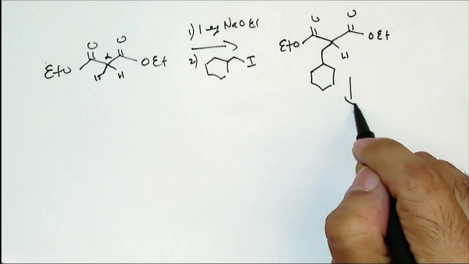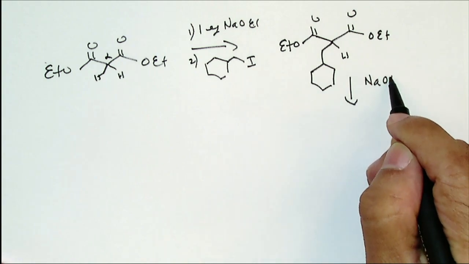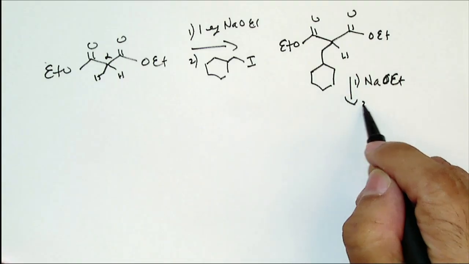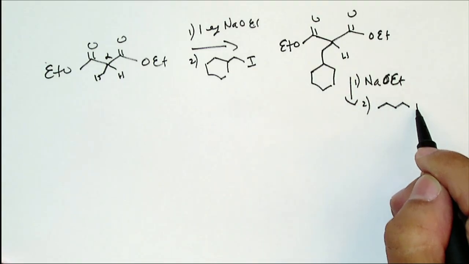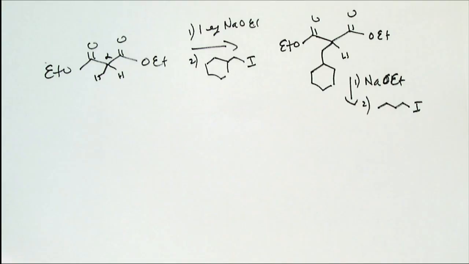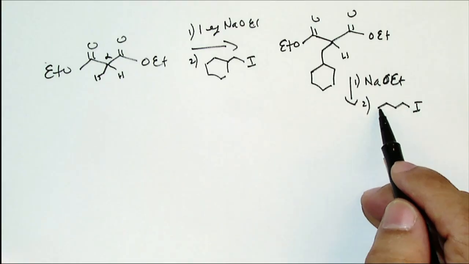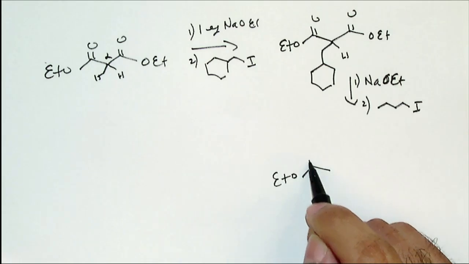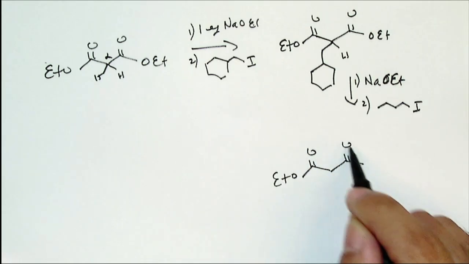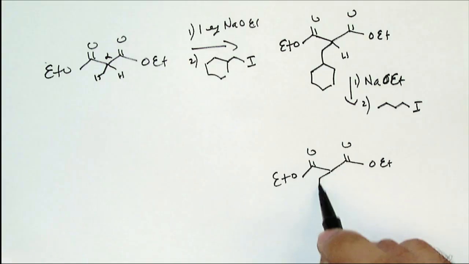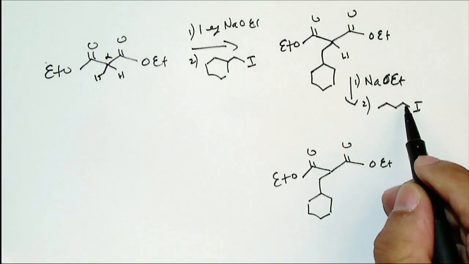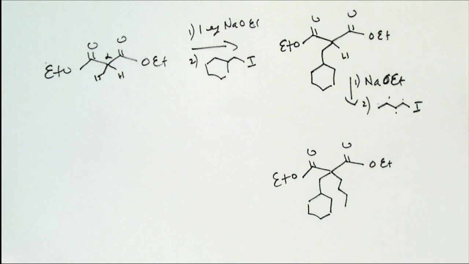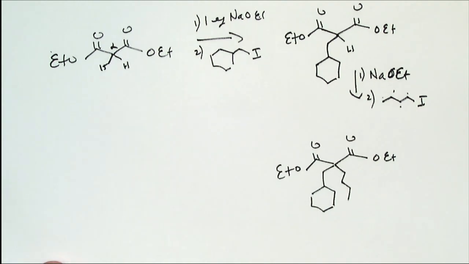So if I add another mole of sodium ethoxide, and this time let's say that I use 1-bromobutane. That means I'm going to add a butyl group here, and so the product that I end up getting from that is therefore going to be this, where I had originally already attached this, and now I'm attaching a 1, 2, 3, 4 carbon unit. And if I don't do anything else, that's the end of the reaction.